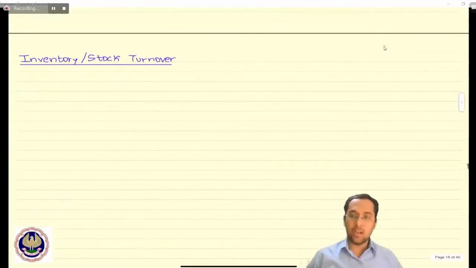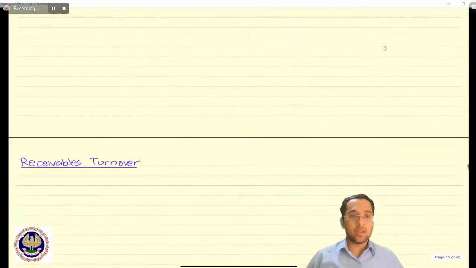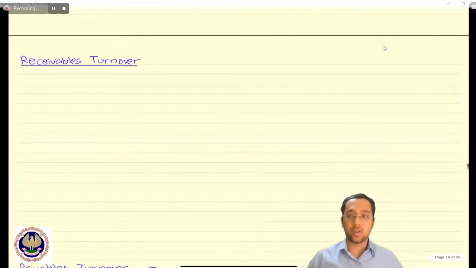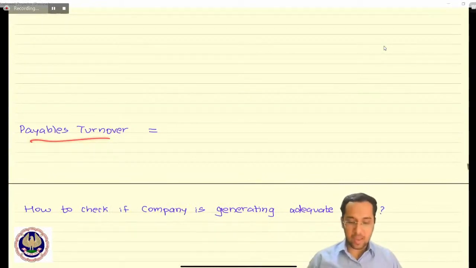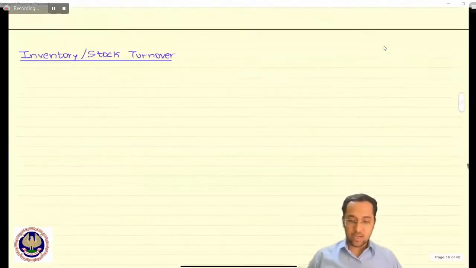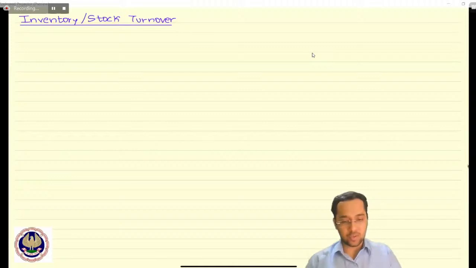We have three really important ratios for further analysis, not just with respect to how effectively we are utilizing them, but also something you're going to connect to your subsequent chapters on working capital. One is our inventory or stock turnover ratio. The other is the receivables turnover ratio. And connected to that, we have the payables turnover ratio. So let's talk about the inventory or stock turnover ratio.